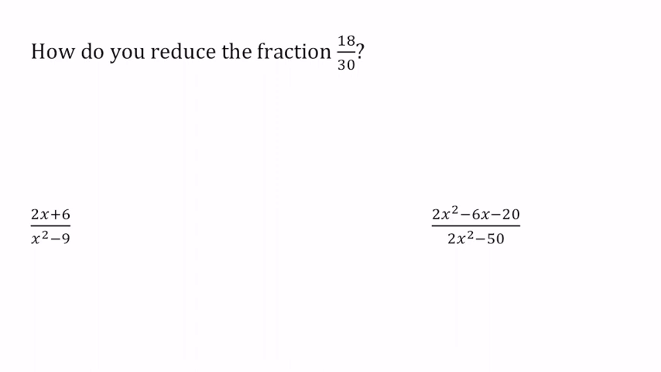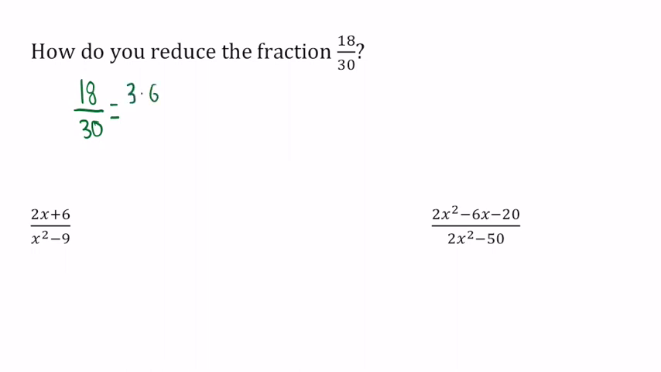Let's take a look at how we reduce a fraction such as 18 over 30. To reduce fractions to simplest form, we need to find a number that the top and bottom part are both divisible by. In this case, 18 and 30 are both divisible by 6.